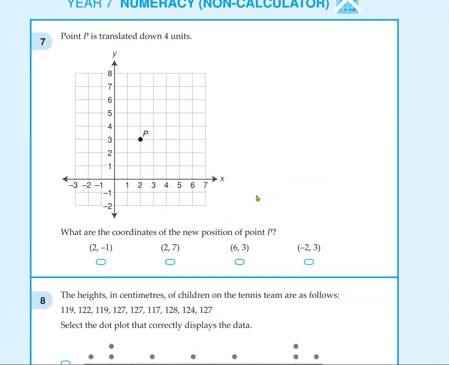Point P is translated down 4 units. 1, 2, 3, 4. So that should be 2, minus 1, because you always do the x before the y. Just think of it in alphabetical order. Okay? 2 in the x coordinates, see from here, and minus 1 in the y. X marks the spot. Alright.